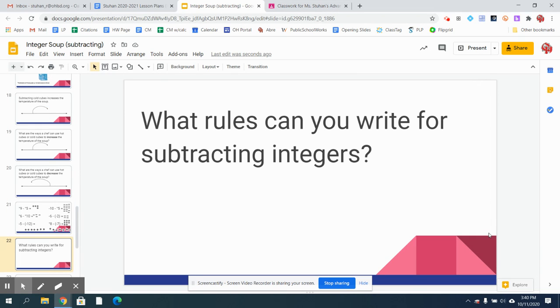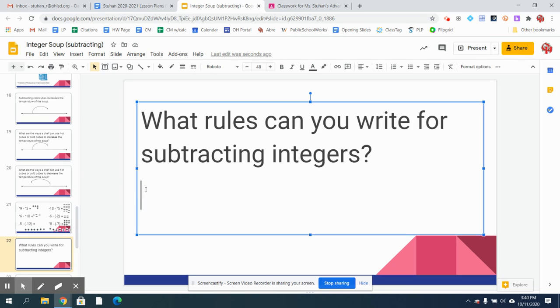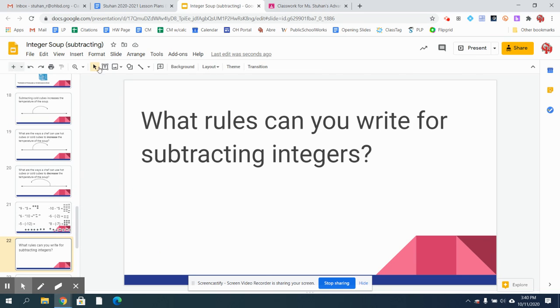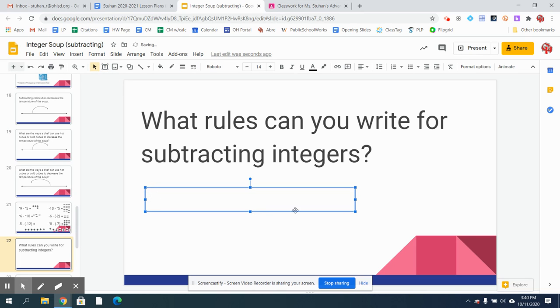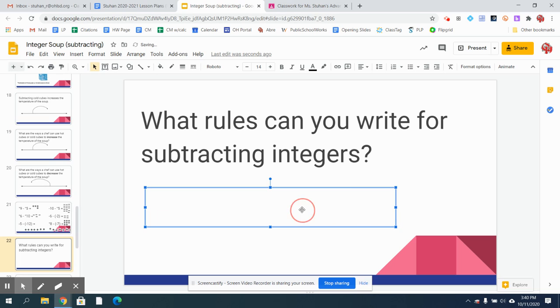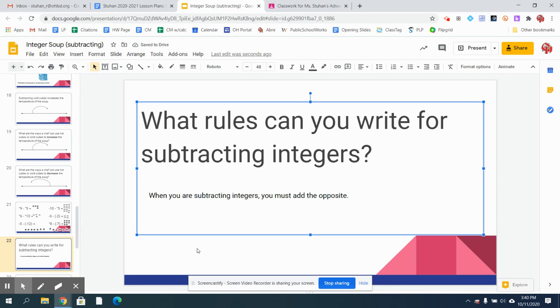All right, so can we write some rules for subtracting integers? Subtracting integers is not an easy thing to understand. With adding 0 pairs, it just kind of goes against what we've always been taught in math. So I'm going to help you out by giving you the secret sauce, the secret formula for subtracting integers. When you are subtracting integers, you must add the opposite. And let me show you an example of that.